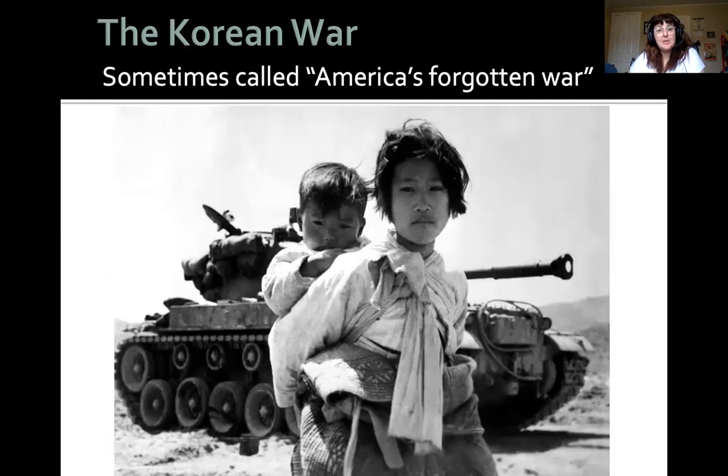Often the Korean War is called America's Forgotten War because it gets sandwiched in between World War II and Vietnam, which were both much bigger, longer conflicts. The Vietnam War lasted for 10 years. World War II, obviously, was a huge, important conflict. Korea, in comparison, was not as large or as significant, but it did have a huge impact on the Cold War and on America itself.